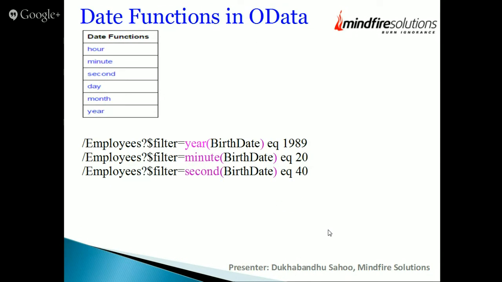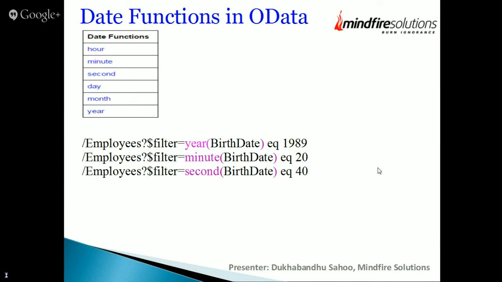Here are the date functions. Currently, we have date functions like hour, minute, second, day, month, and year. Keep in mind that these are methods, so you can use them with this syntax. Whatever I'm doing here is filtering the employees: give me all the employees where birthday year is equal to 1989. Similarly, you can use the minute, second, day, month, and year methods.